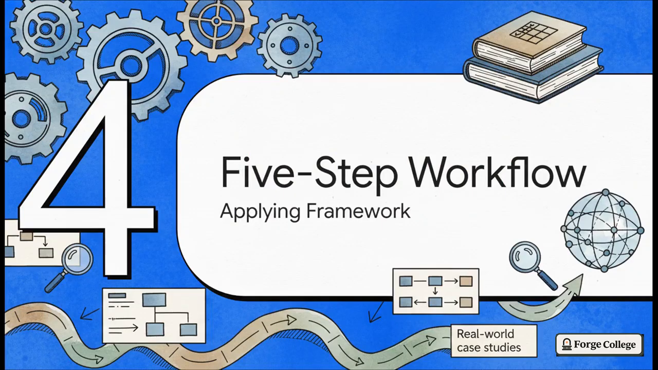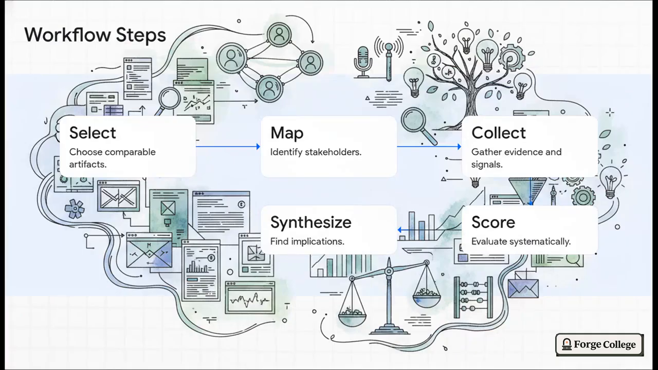Section 4, the 5-step workflow, applying our framework. Let's move on and see how this builds into an actionable process for your capstone. Having a rubric is great, but you need a reproducible 5-step workflow to prevent common analytic mistakes. Step 1, select comparable artifacts. Step 2, map the stakeholders. Step 3, collect your signals and evidence. Step 4, score systematically. And Step 5, synthesize the implications. Following this flow ensures your final report is objective and completely evidence-based.